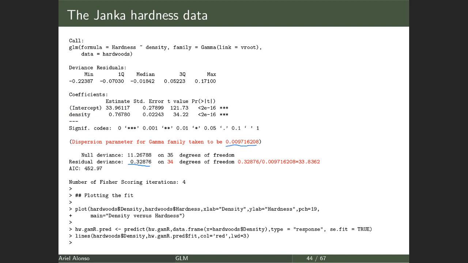because the gamma distribution does have a scale parameter. And you can see that when you divide that, then you get 33.83, and this is indeed very close to the degrees of freedom. So if you look at that, it seems that the model actually is fitting the data well. But you can also look at the residuals, or the simulated residuals we saw before, etc.